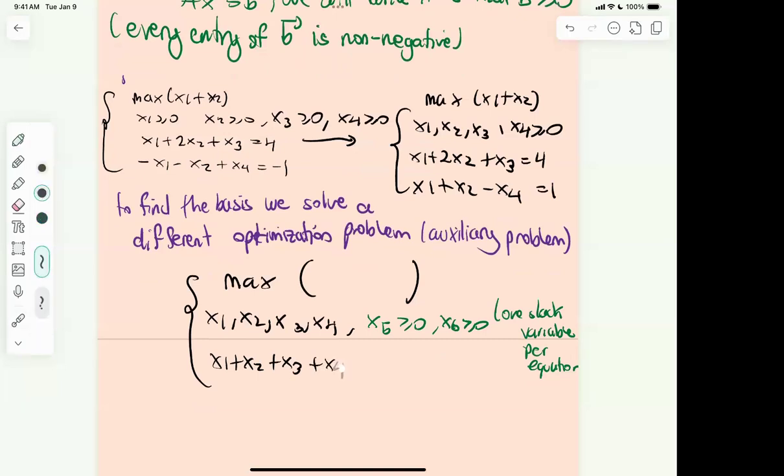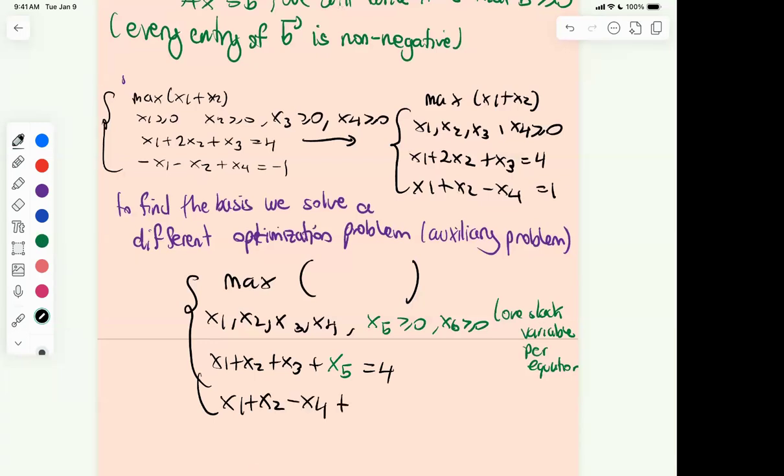Sorry, the new ones are x5 and x6. So plus x5 equals 4, and x1 plus x2 minus x4 plus x6 equals 1.